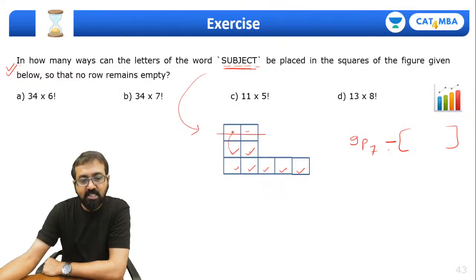Or if I place these 2 letters over here, then this row will remain empty, but this row is never going to remain empty. So let's quickly understand in how many ways can we have one of the rows remain empty. So let's keep this row empty.